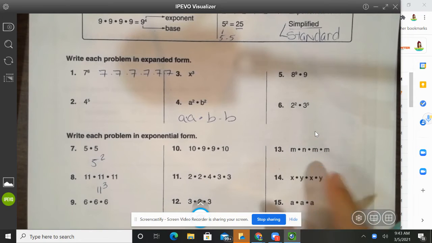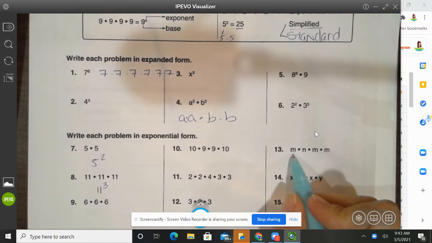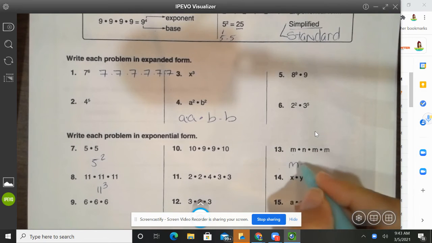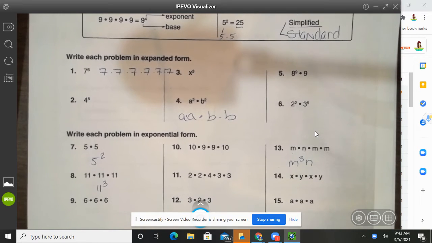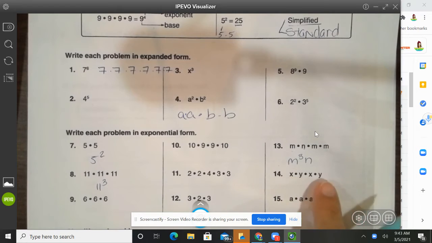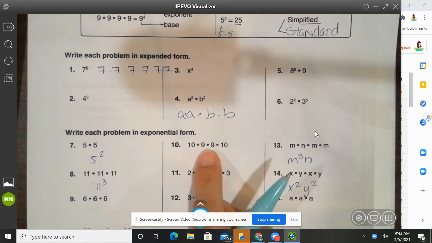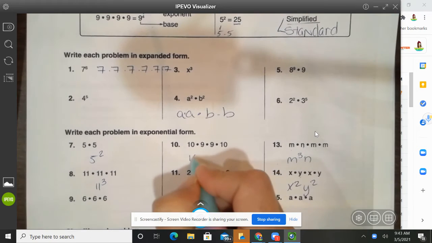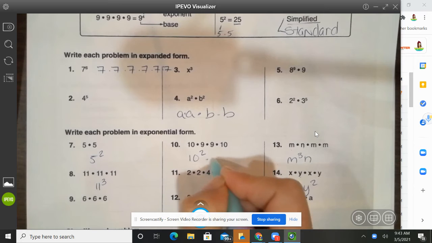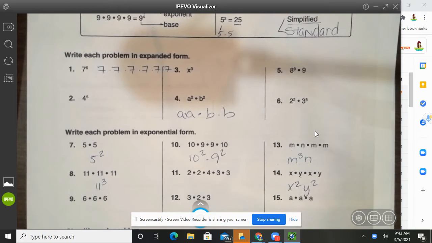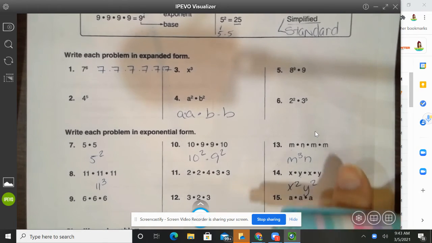Now, sometimes you have letters, right? So just count them. There's 1, 2, 3 M's, and there is 1 n. So that's the exponential form. Here there's 2 x's and there's 2 y's. It's times, right? And then here there's numbers, right? So that's 10 to the 2nd power times 9 to the 2nd power, and so on. So that's the exponential form.